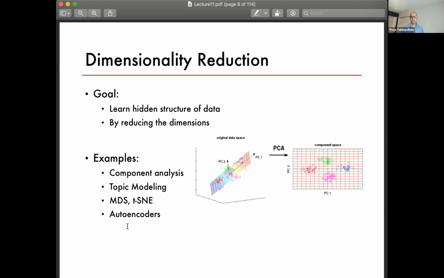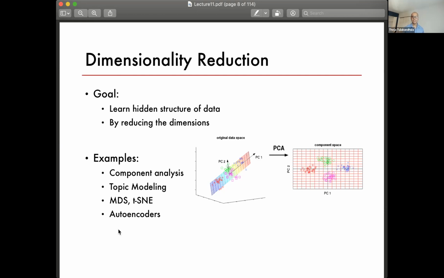So what's dimensionality reduction? Again, the goal is the same. You have a bunch of data points, and we want to learn hidden structure of the data. And in particular, in this version of the problem, the pattern will be we want to reduce the dimensions. If our data point is 100 dimensions, maybe there are only a few dimensions which are actually driving all these 100 observations, 100 measurements or attributes we are seeing. And so we want to get to those underlying dimensions.